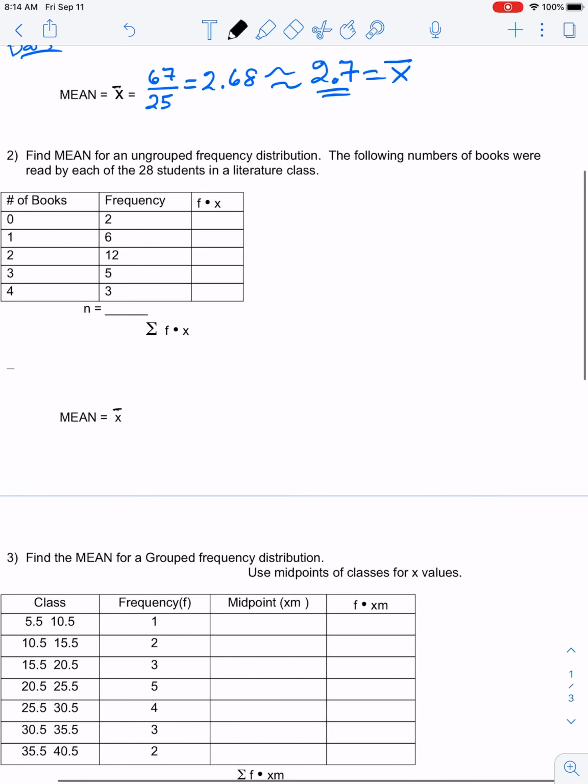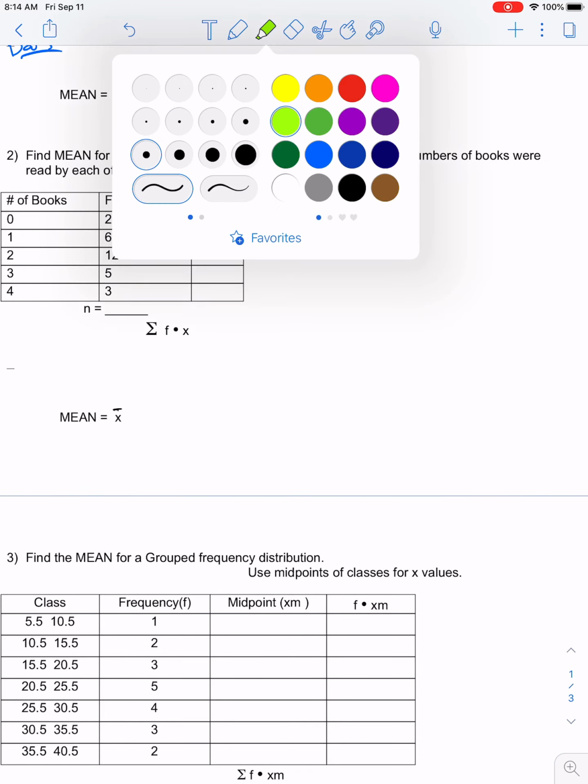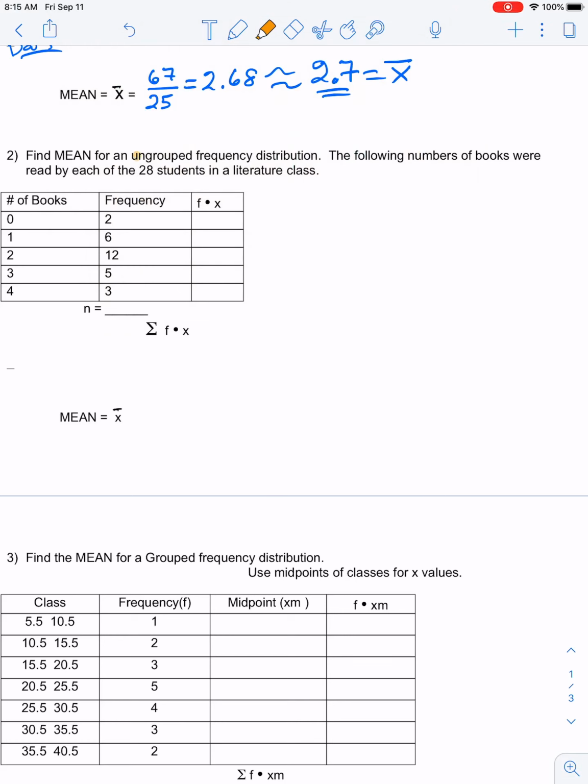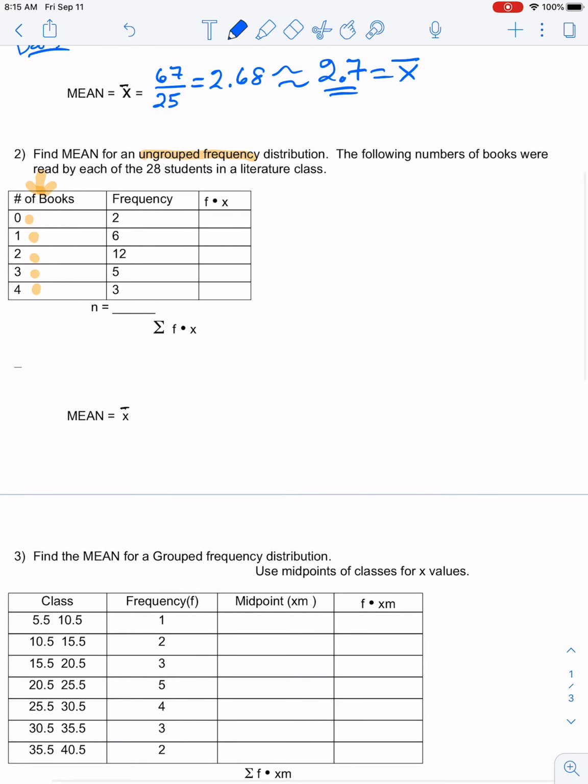It says find the mean, and again it says for an ungrouped frequency table. Again, it's ungrouped because the data here is just single digits: no intervals, no limits, no boundaries. We'll go through here and multiply the F times the X. So 0 times 2 is 0. 1 times 6 is 6. 2 times 12 is 24, then 15 and 12. So there's our multiplication.